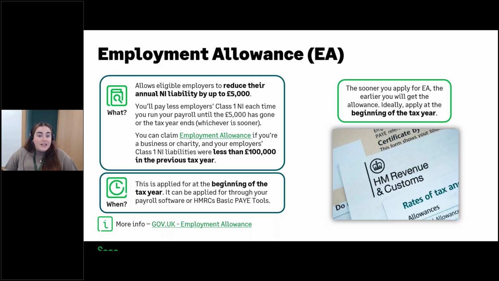So you would check last year's figures, probably as part of your year-end process or payroll year-end. And if your employer's national insurance liabilities were less than £100,000 in that previous tax year that you've just ended, you should be eligible for employment allowance. And it is quick and easy to apply for it as well. So you can do this through your payroll software if it allows, or you can also do it through HMRC's basic PAYE tools. So there are a few options for this. But that is employment allowance, and it's kind of like an EPS application that you would send across.